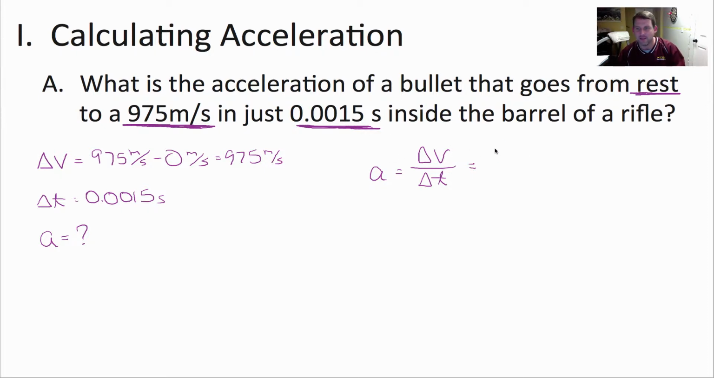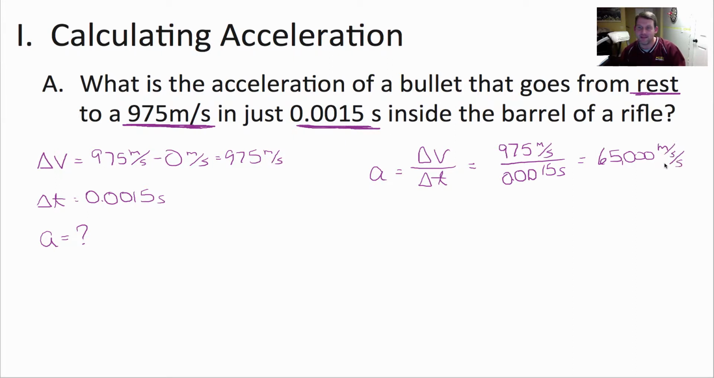Our change in velocity is 975 meters per second. And our change in time is 0.0015 seconds. Now I put down our calculator, we do the math, we get this huge number of 65,000, and then the units we have to deal with. Now this is going to be meters per second per second. These seconds don't cancel, they're both on the bottom of a fraction. So we have here meters per second per second.